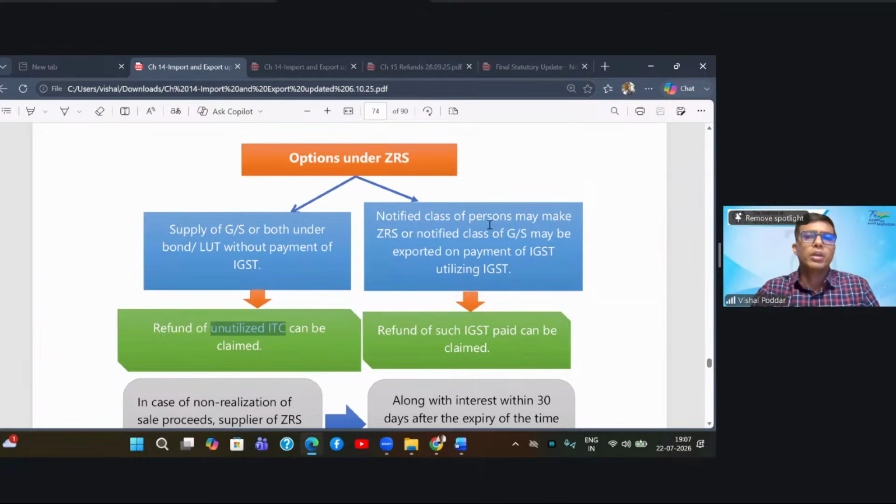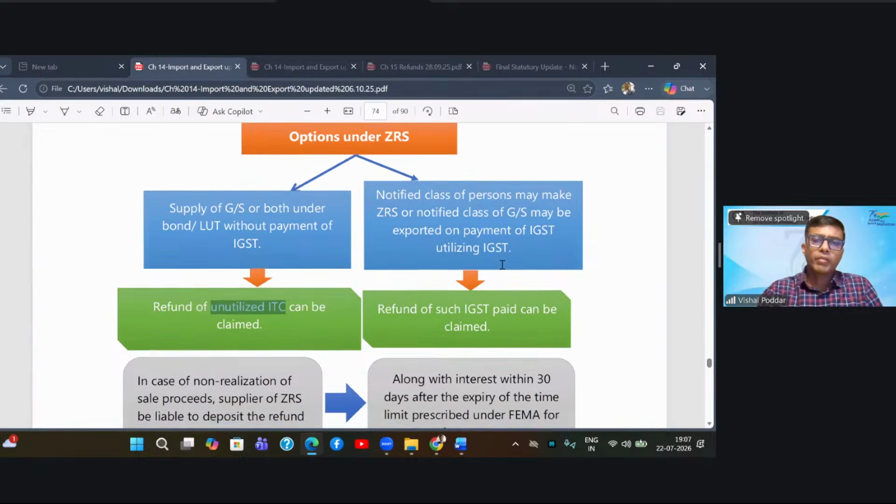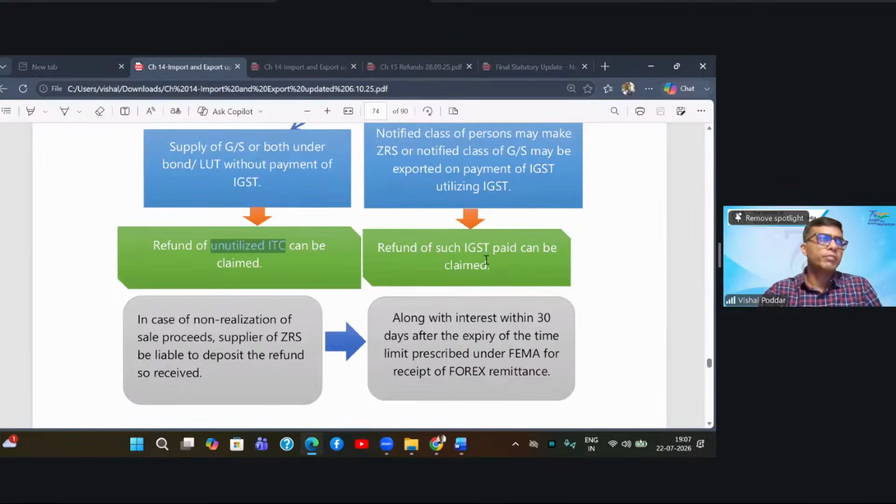Second possibility is notified class of persons can make zero rated supplies or notified class of goods and service may be exported on payment of IGST. Now, interestingly, here, even though not applicable, you are first levying IGST on your outward, that is on the export value. But don't worry, it will not add to your cost because this IGST which you have levied on your export value and paid, we will refund back.